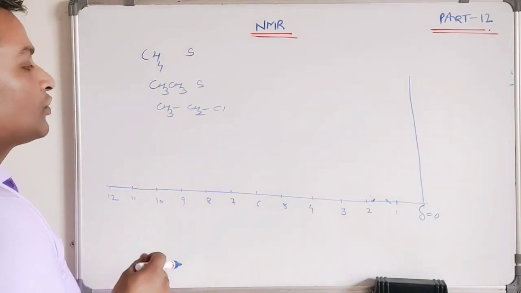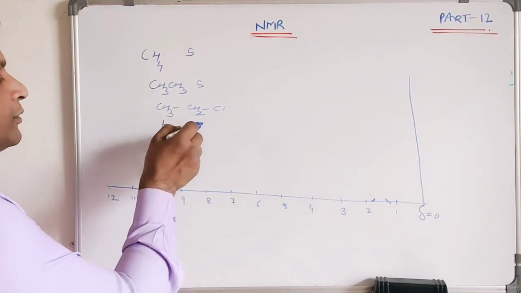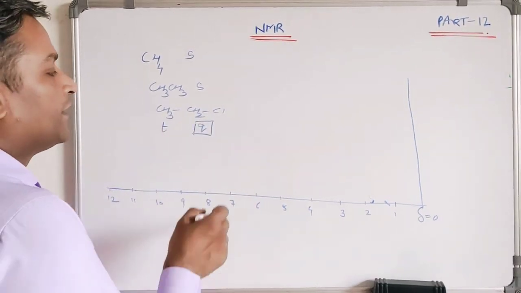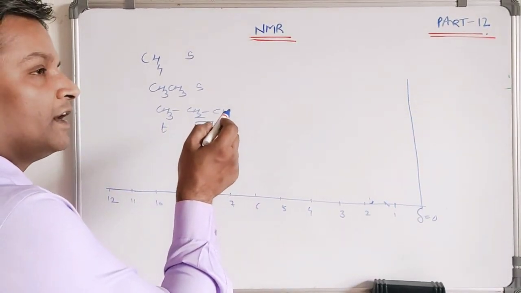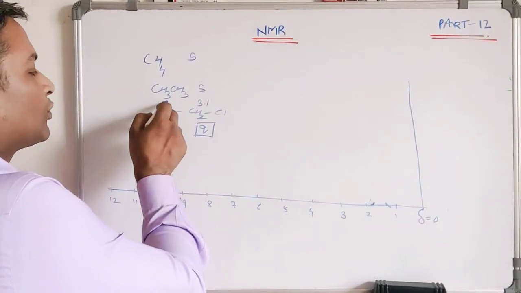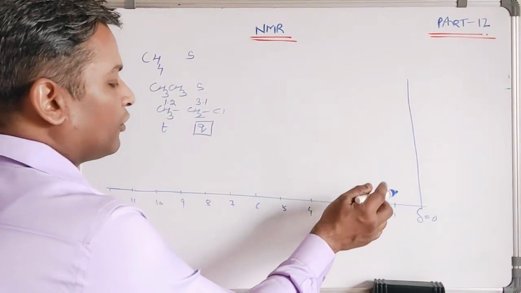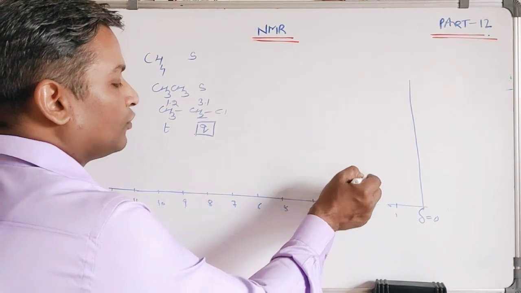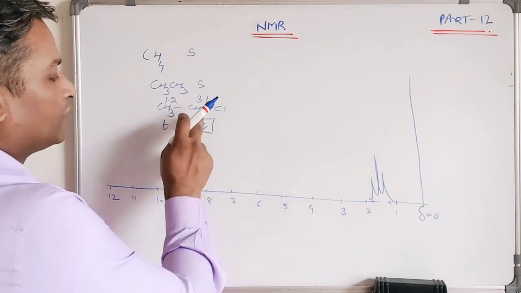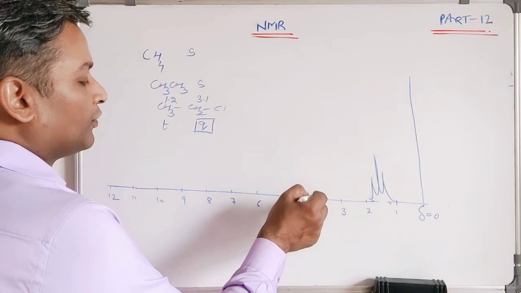Suppose I ask you what will be the spectrum of chloroethane. In chloroethane, there will be two types of peaks. It will appear as a triplet and as a quartet. The quartet will be at a higher value, approximately 3.1, and the triplet at approximately 1.2. For the triplet we will observe peaks in the ratio 1:2:1, and for the quartet around 3.1 we will observe 1:3:3:1.